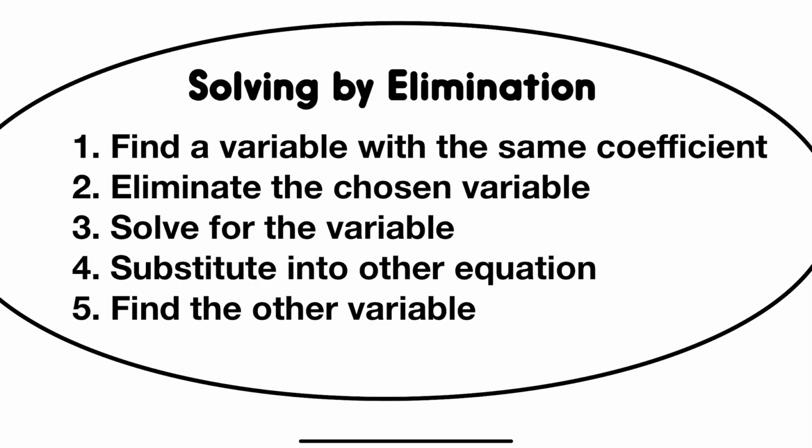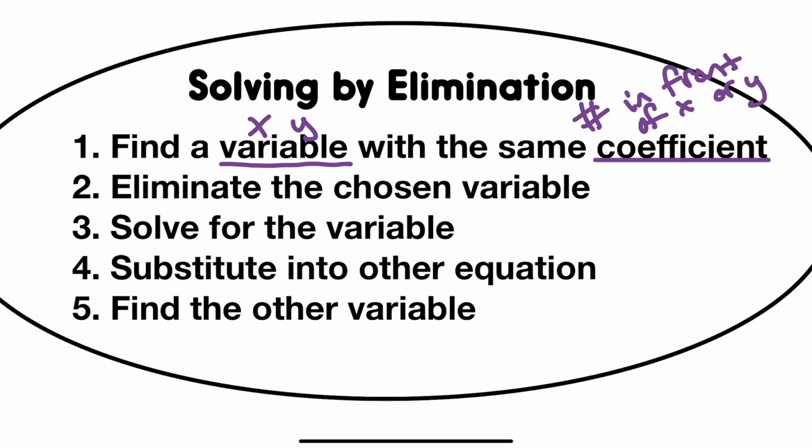Okay, solving by elimination. Step number 1. Find a variable with the same coefficient. So remember, your variables are going to be x and y. Coefficients are going to be the numbers in front of x or y. So it'll be just one number that would be your coefficient. Okay. Step number 2. Eliminate the chosen variable. So whatever variable you're looking at, you're going to eliminate it. You're going to get rid of it.